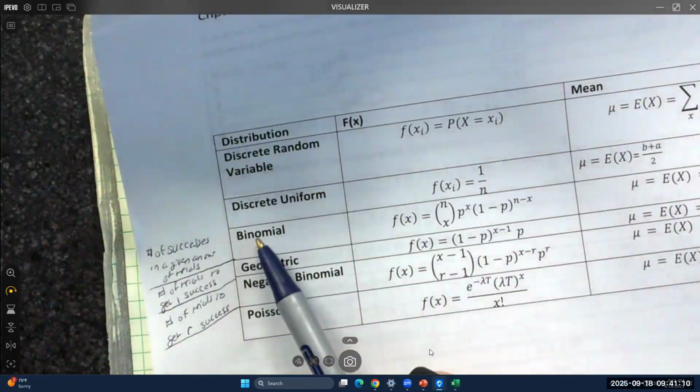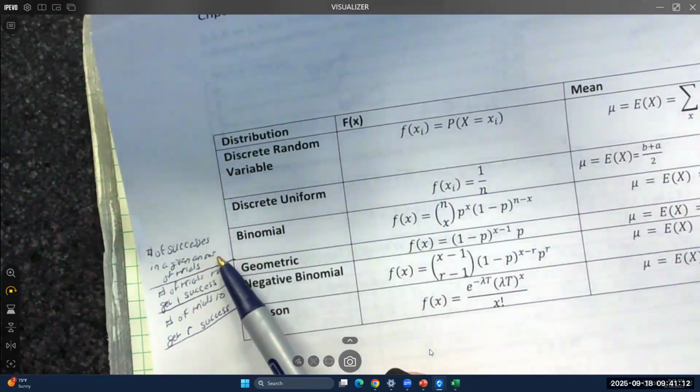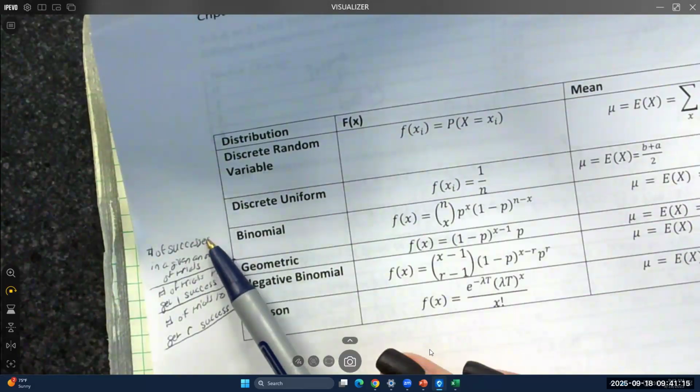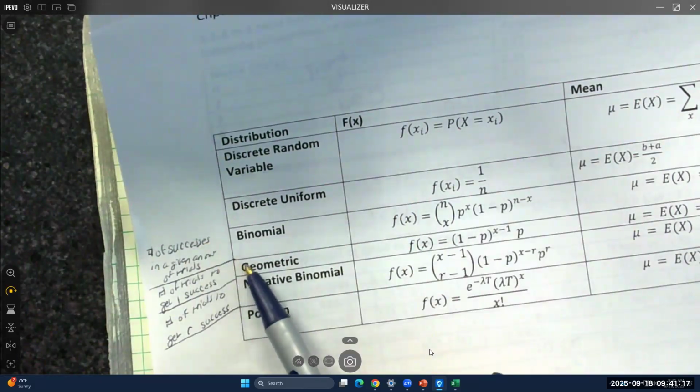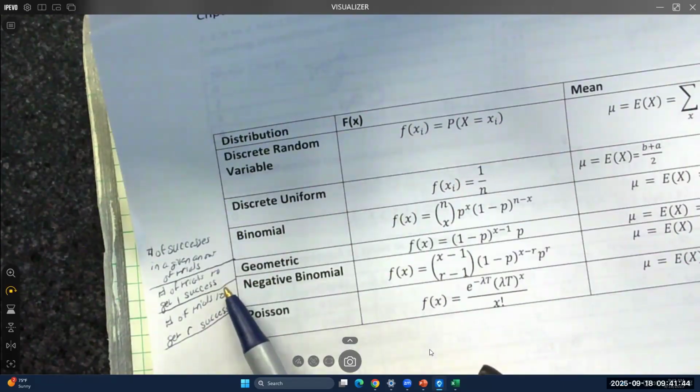So in a binomial question, I'm going to be given a number of trials and I'm trying to find the number of successes. In a geometric question, I'm going to be asked how many trials until I get the first success. In a negative binomial, I'm going to say how many trials to get 7 successes or 12 or 2, right? So they're going to have to give you the number of successes that you're looking for. So you're still looking for a number of trials, just like you are in the geometric, but they're going to give you a number that is not equal to 1.